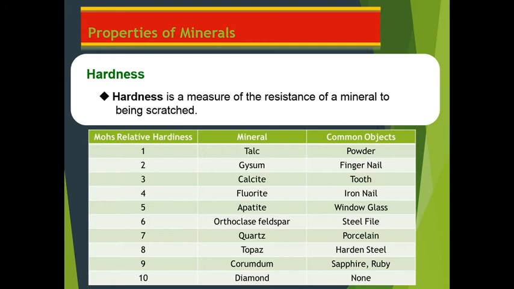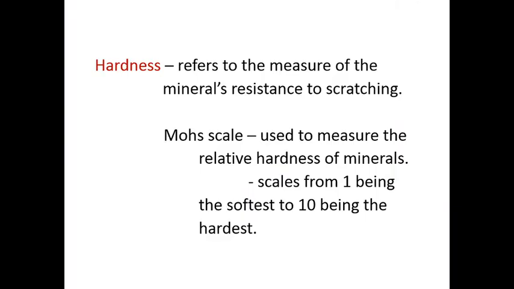So hardness is a measure of the resistance of a mineral to being scratched. And in determining the hardness of minerals, we are actually using Mohs relative hardness, or the Mohs scale. Now wherein we have the least hard mineral, we have the talc, and we have the hardest mineral, we have the diamond. Of course, hardness refers to the measure of the mineral's resistance to scratching. And as I mentioned, the Mohs scale is used to measure the relative hardness of minerals. Scales from 1 being the softest or the least hard to 10 being the hardest type of mineral.